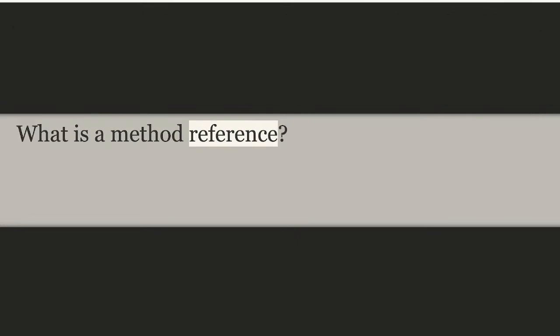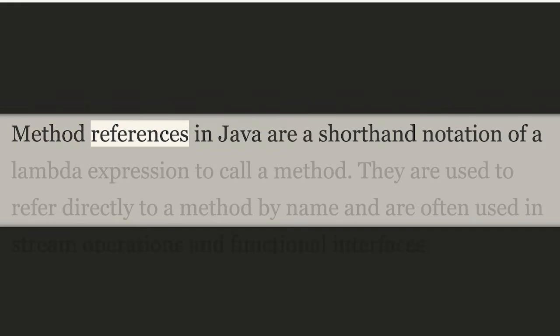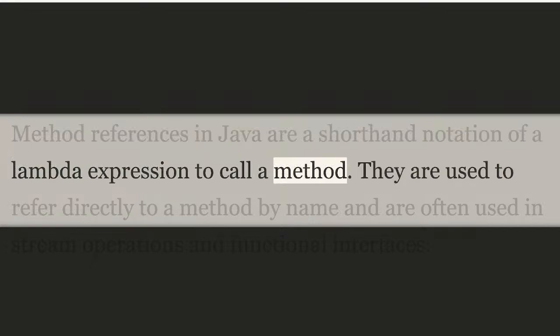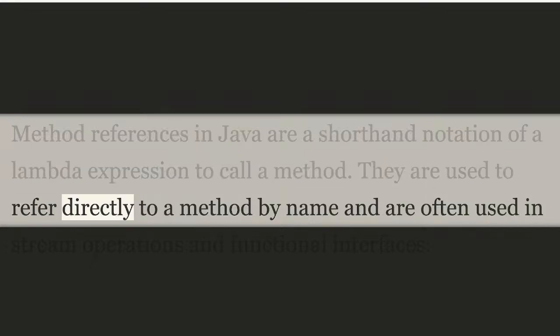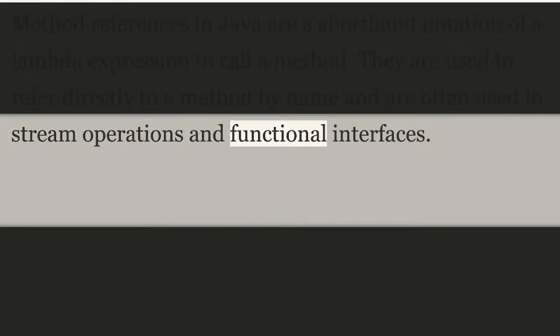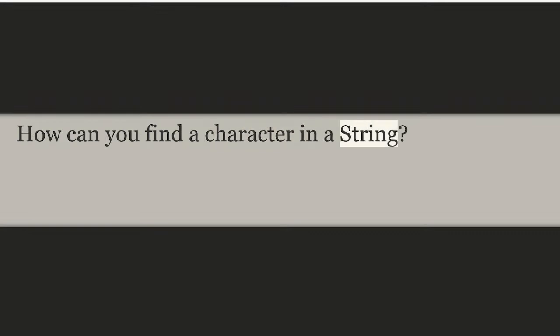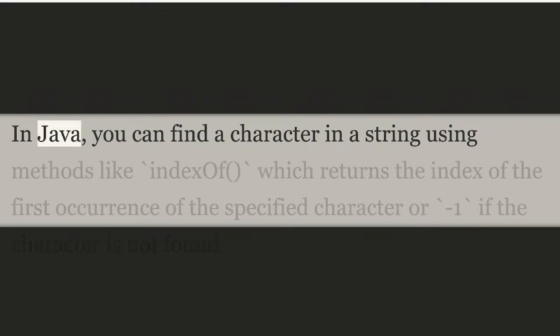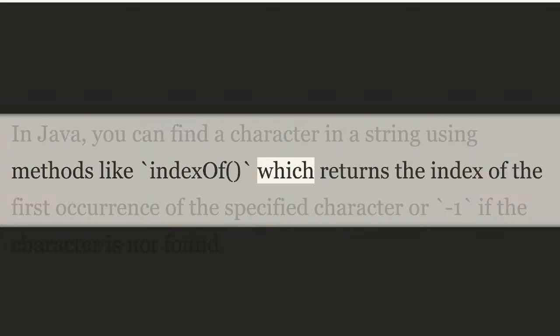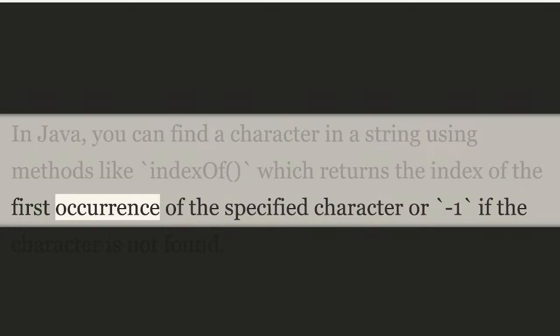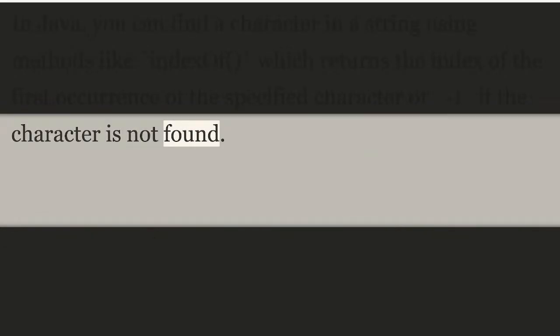What is a method reference? Method references in Java are a shorthand notation of a lambda expression to call a method. They are used to refer directly to a method by name and are often used in stream operations and functional interfaces. How can you find a character in a string? In Java, you can find a character in a string using methods like indexOf, which returns the index of the first occurrence of the specified character, or -1 if the character is not found.